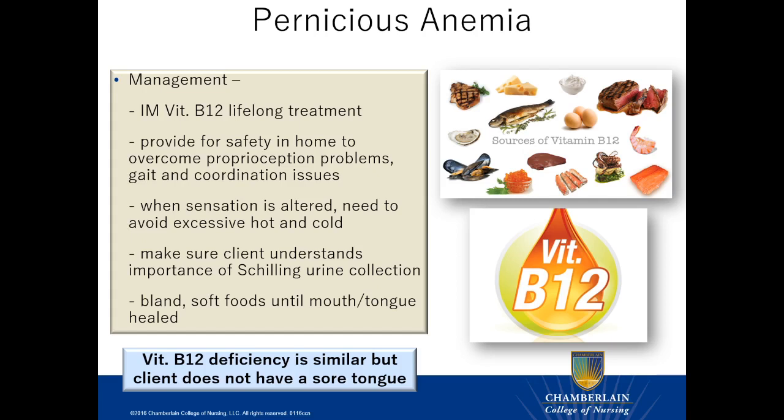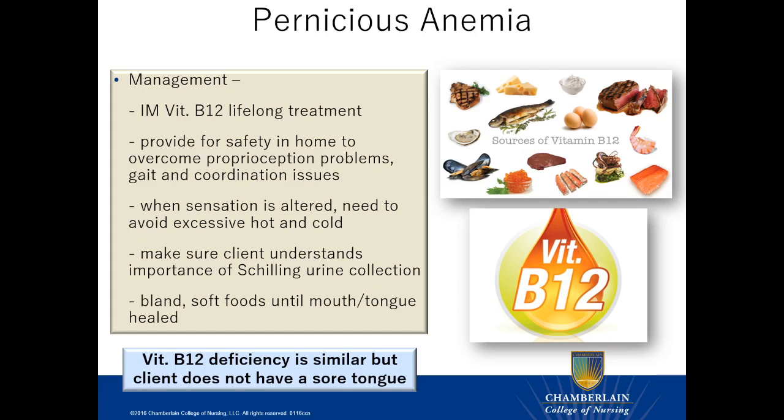This may mean turning down the temperature in the water heater. This person may run a tub full of steaming hot water and jump in and not feel that it's scalding their skin. The same is true with very cold. They may be working in a freezer or outside and not recognize that they're getting frostbite. We're going to talk about the Schilling urine test, and they need to understand the importance of doing this and what it means and how to do it even.